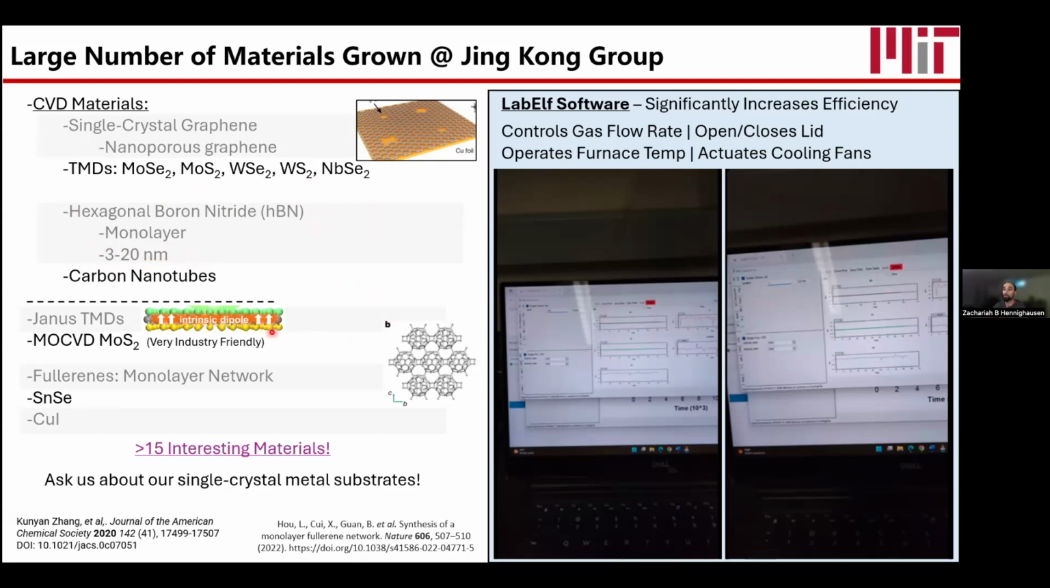Carbon nanotubes, ooh, Janus material. This is one of my faves in the group. So we can take these TMDs and convert them to Janus. You make the top layer a different chalcogen atom, and that creates an intrinsic dipole. And these have a lot of promise. So cool. So we grow all these interesting materials.